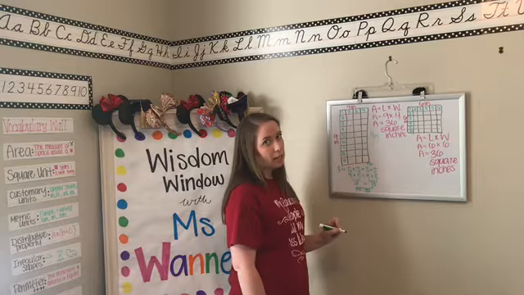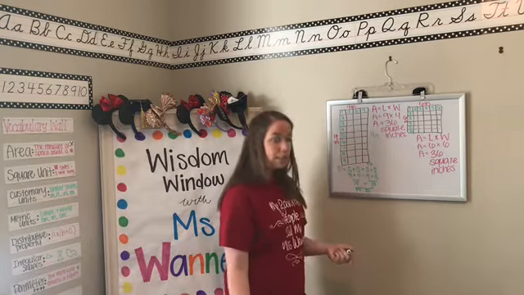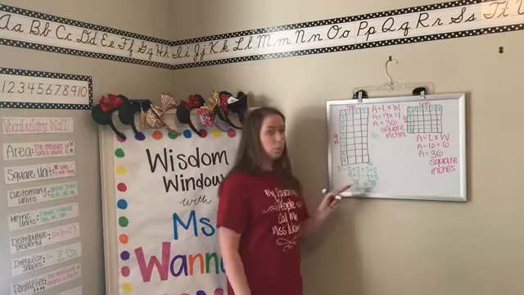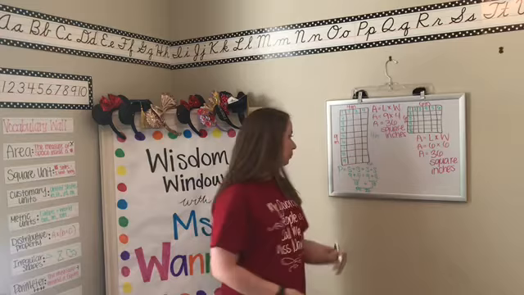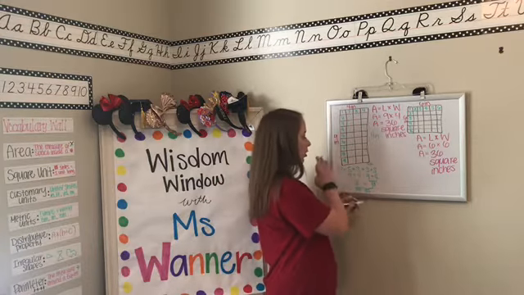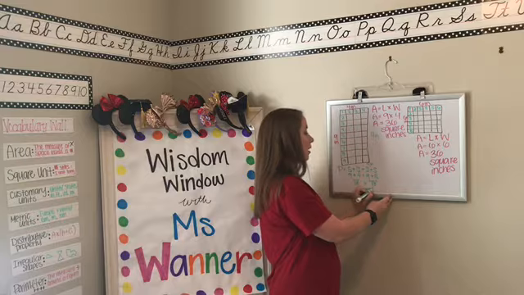Am I done with that answer? We have to add our units. And since we did not multiply, we are not going to write square units. We're going to write units. So my units here are inches, so I'm going to write that my perimeter equals 26 inches.